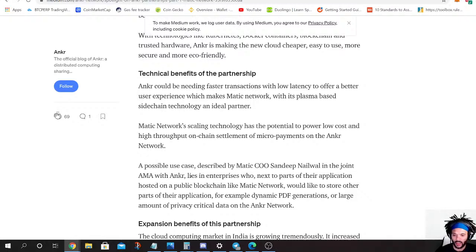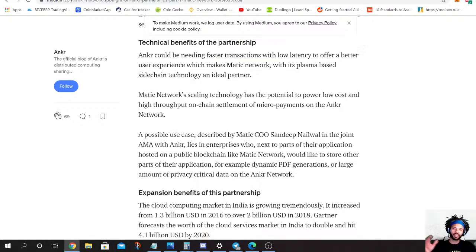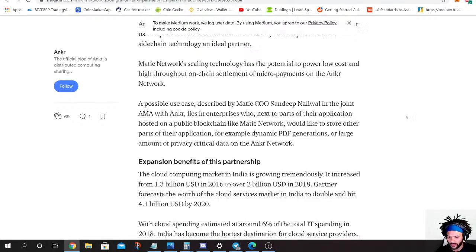Next to parts of their application hosted on a public blockchain like Matic Network, would like to store other parts of their application, for example, dynamic PDF generations or large amount of privacy critical data on the ANKR network. So because ANKR is pulling cloud computing services that's left over from bigger companies, other blockchains will want to store some of their data inside the ANKR network, allowing for their network to be a little bit clearer, a little bit smoother, so they can run their normal programs.